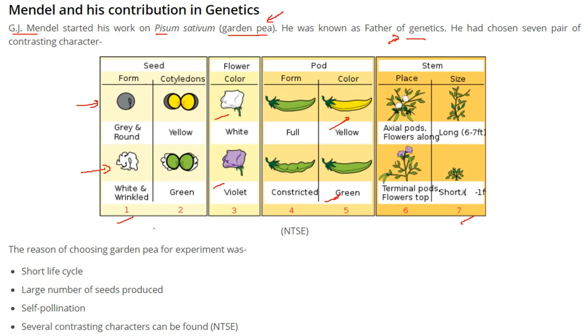Now the main reason why he chose garden pea for experiment is that the pea has a very short lifespan, around 2 to 4 weeks. The seeds produced are quite large in number. Then there is the cross as well as self-pollination capability of pea, that was the reason he chose it. And also there are various contrasting characters that can be found in garden pea.